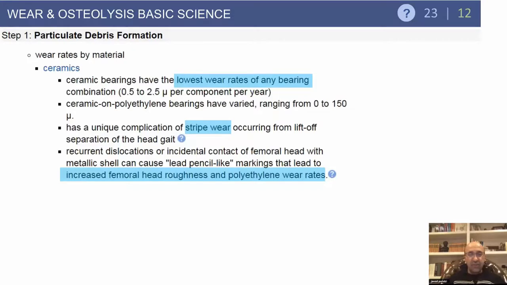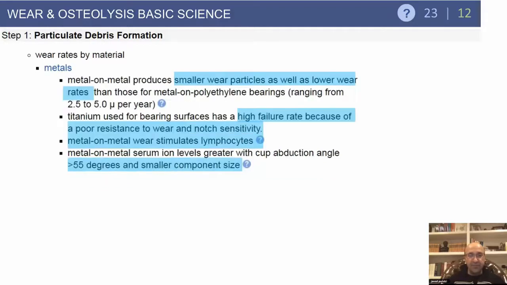The only problem you might see with ceramics is a stripe wear, which is as a result of liftoff or micro separation during the gait, and it can lead to squeaking, and it can also lead to possible fracture, although that has not been proven. Recurrent dislocation or incidental contact of femoral head with metal shell can also cause what's called lead pencil-like markings that leads to increased femoral head roughness and possibly increased polyethylene wear.